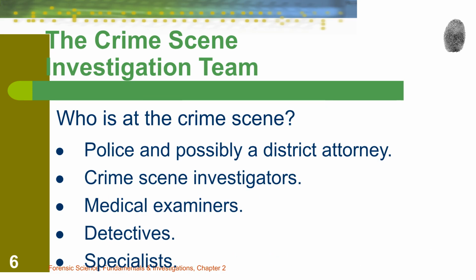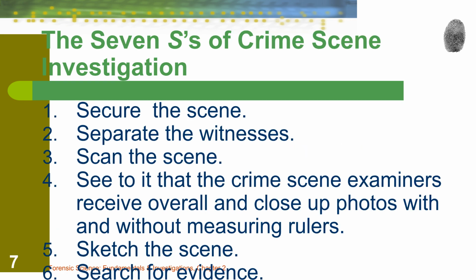The crime scene investigation team typically includes police, a district attorney, crime scene investigators, medical examiners, detectives, and specialists. The 7 S's of crime scene investigation are secure the scene, separate the witnesses, scan the scene, see to it that photos are taken, sketch the scene, search for evidence, and secure the collected evidence.